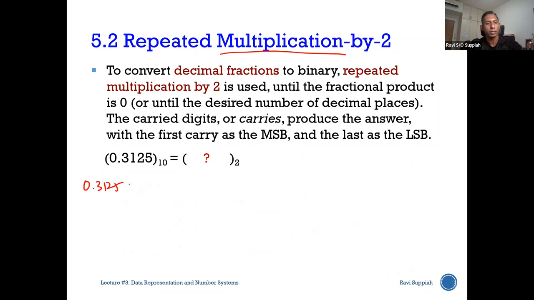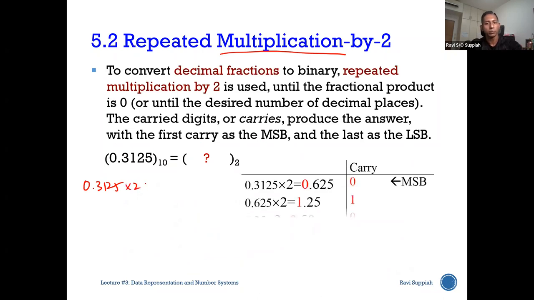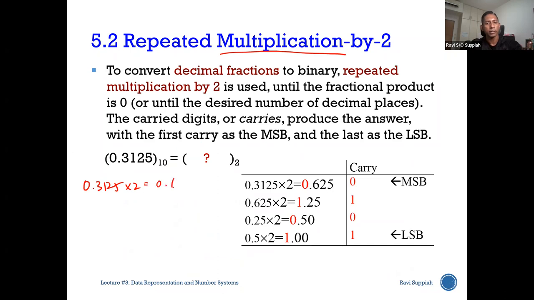So what I need to do here is multiply by 2. I'll get 0.625. So I get a 0 here. What you need to do is focus on the bit just in front of the decimal point. You keep on doing a multiplication by 2, and when the result is bigger than 1, in the next step I discard that 1. I remove the 1 and go back to putting it as 0.